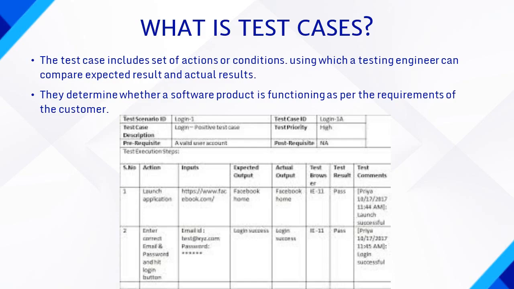Now let's understand what a test case is. A test case is basically a set of actions or conditions that we use during testing. With these actions, a tester can compare the expected result with the actual result of the software. The main purpose of a test case is to check whether the software is working according to the customer's requirements. If the actual result meets the expected results, the software is correct. If not, it means there is a defect that needs to be fixed.